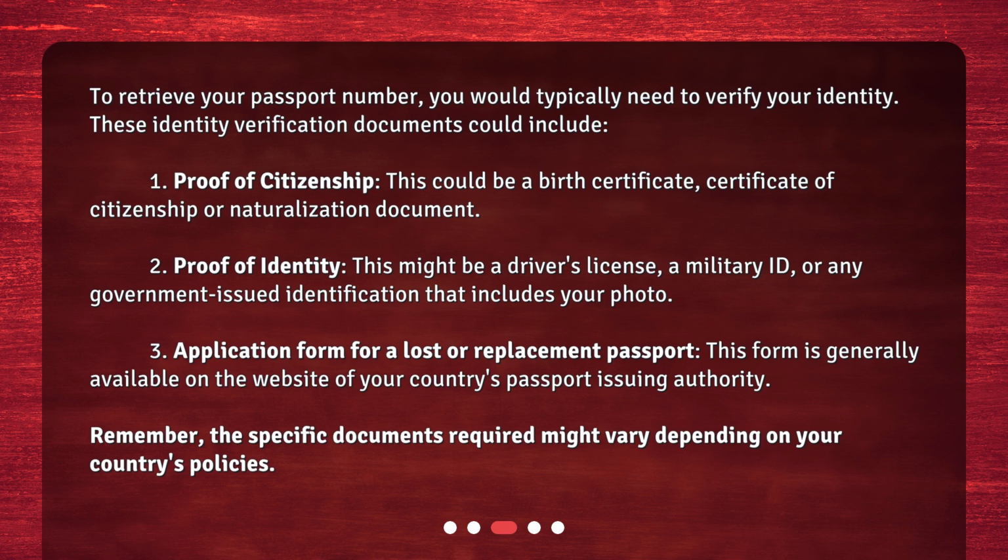2. Proof of identity. This might be a driver's license, a military ID, or any government-issued identification that includes your photo. 3. Application form for a lost or replacement passport. This form is generally available on the website of your country's passport issuing authority. Remember, the specific documents required might vary depending on your country's policies.